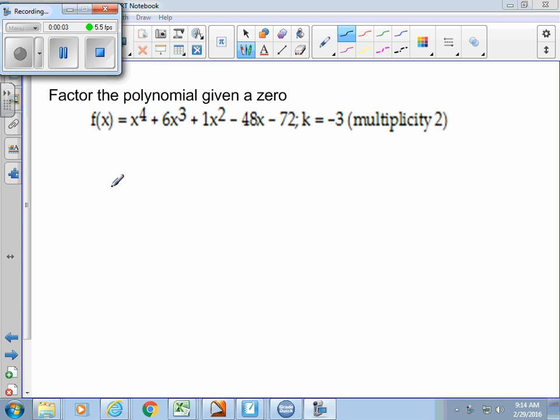Factor the polynomial given a 0. Okay? So, if negative 3 is a 0, what is the factor that goes in? If negative 3 is a 0, what is the factor? What do you mean 3? If negative 3 is a 0, what does a 0 mean? Crosses the x-axis at that point.